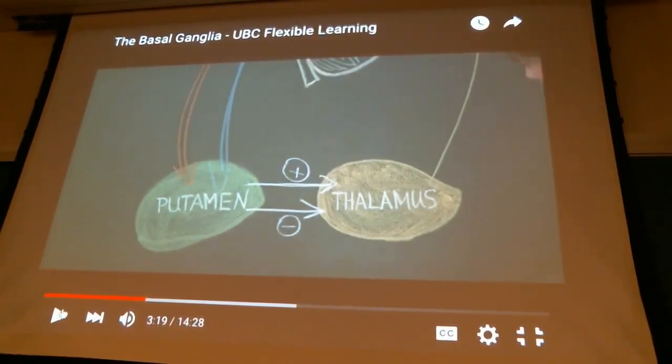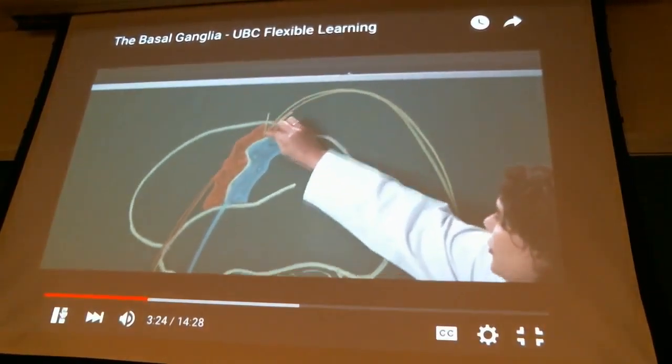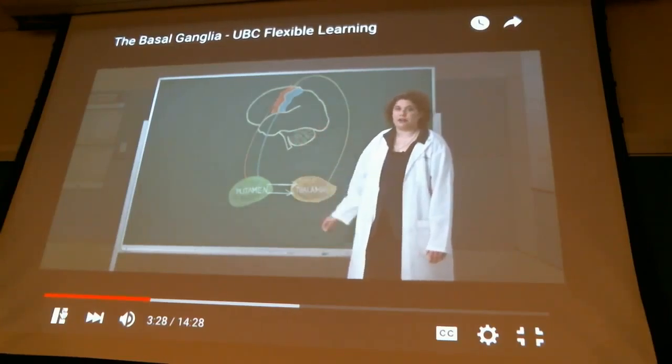Globus pallidus. From here, projections back to the motor cortex result in measured and coordinated output.